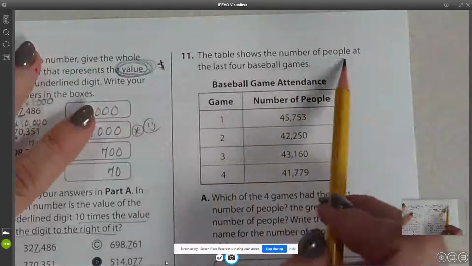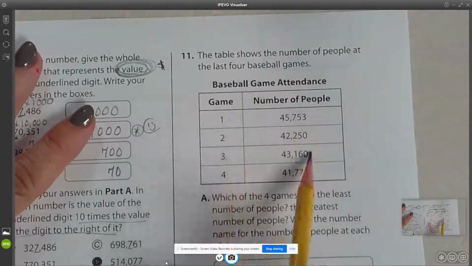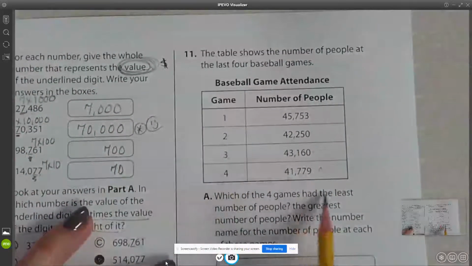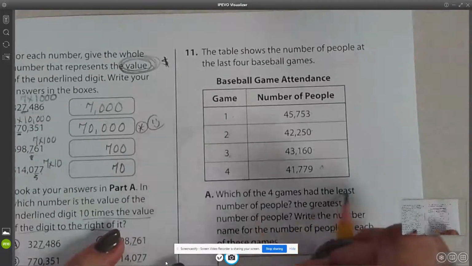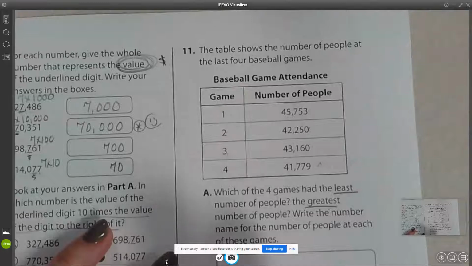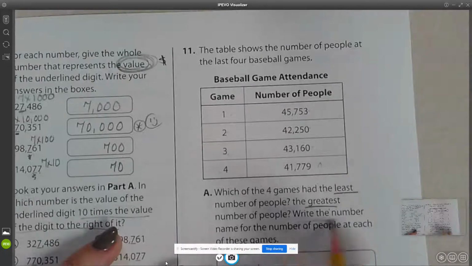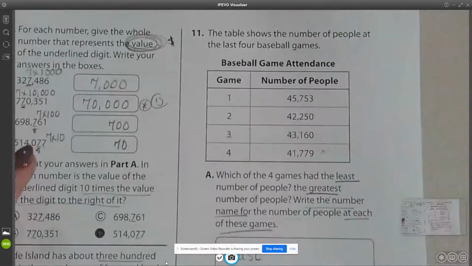This table shows the number of people at the last 4 baseball games. Game 1, Game 2, Game 3, Game 4. Which of the 4 games had the least number of people? So I need to find the least. I need to find the greatest. So right here, I'm going to go ahead and write this. Least and greatest, because I know I need to find those. And then we have to write the number name for the number of people at each of those games. Holy shalizzy. Now that's a lot.